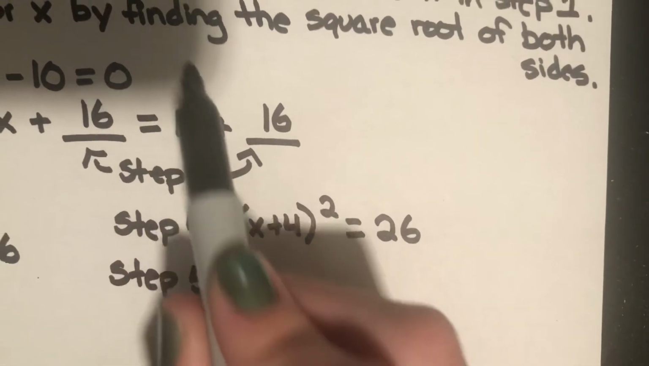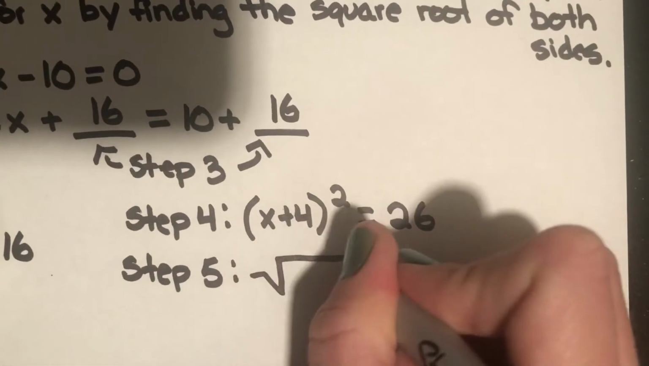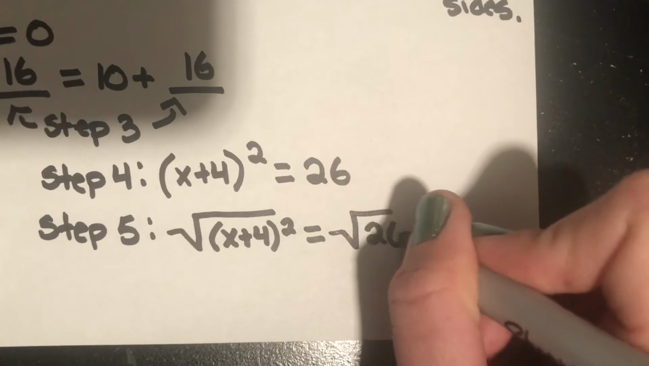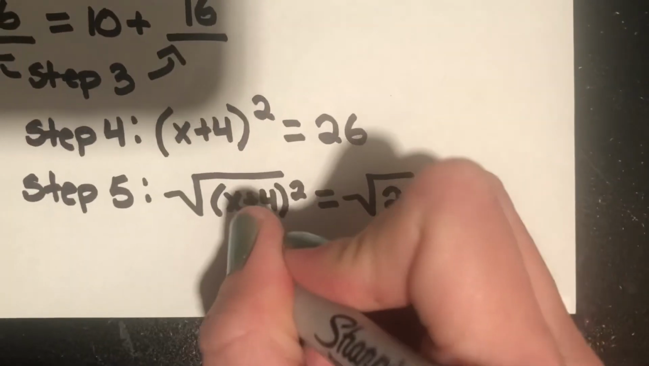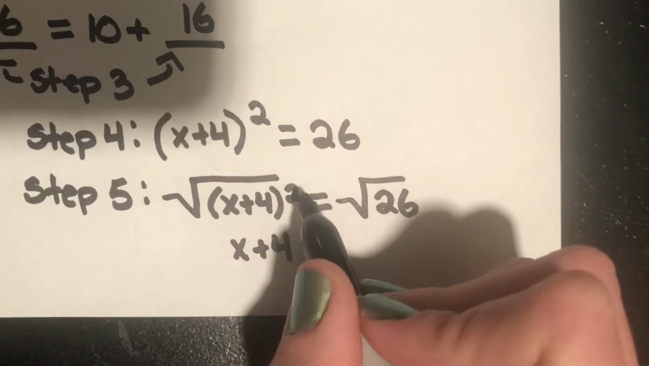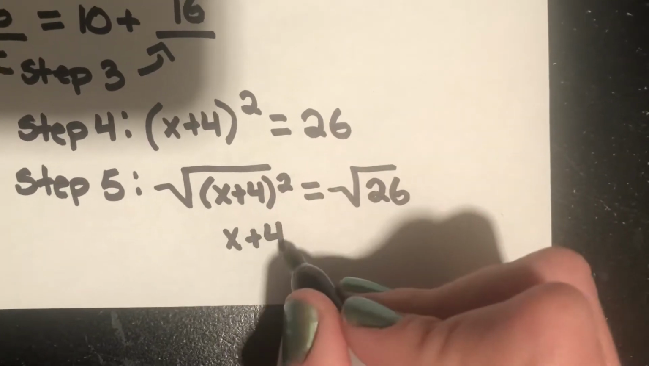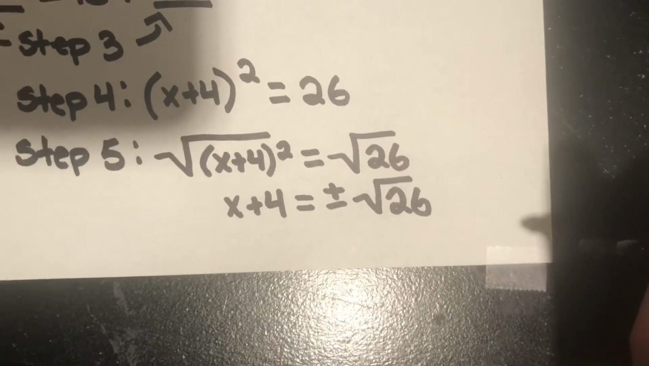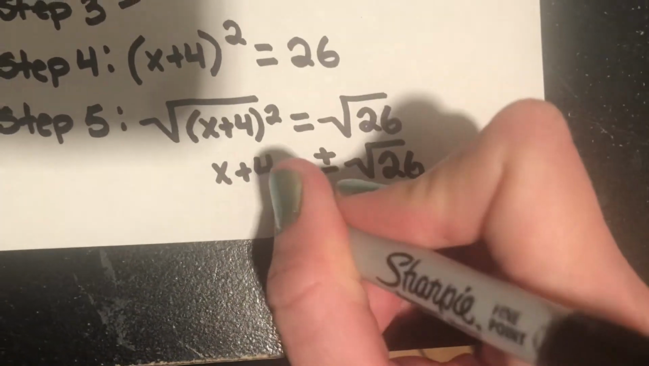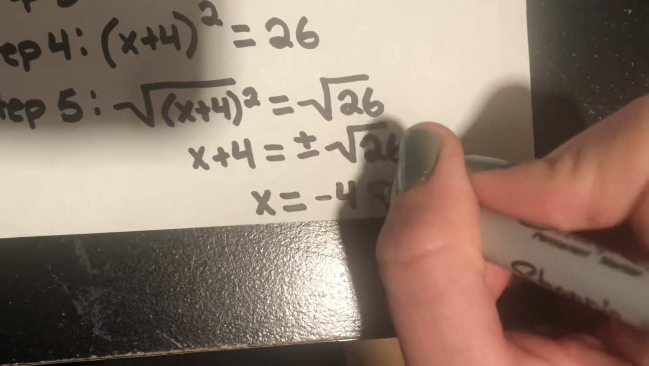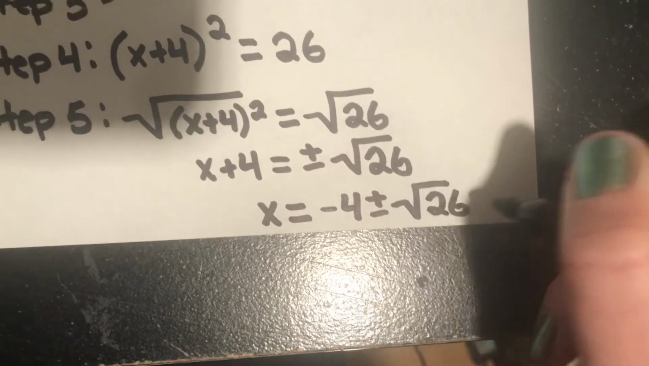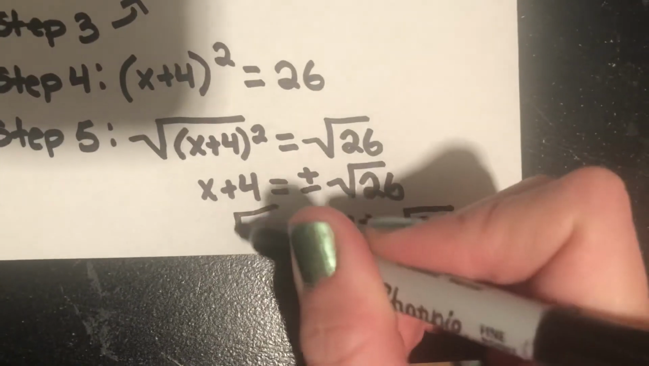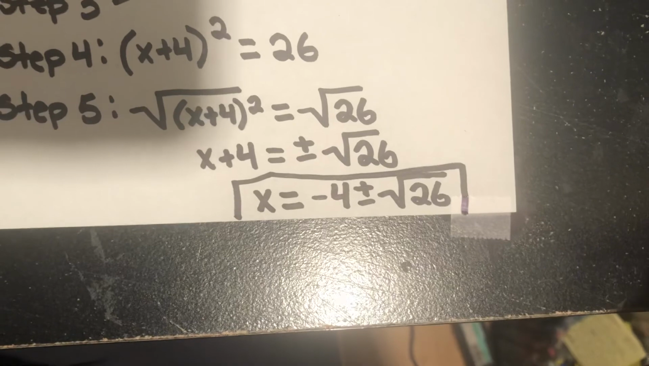Step 5. We are going to solve for x by finding the square root of both sides. So I'm going to take the square root of x plus 4 squared and the square root of 26. Now I'm just solving. So I'm actually going to just go x plus 4 because the square root of a quantity squared is what's underneath that quantity. So x plus 4 equals plus or minus root 26. Last step is to actually officially solve for that x value. So x is going to equal negative 4 plus or minus root 26. Now, if this needed to be simplified, I would simplify it. However, root 26 does not need to be simplified. So that is my final answer right there.